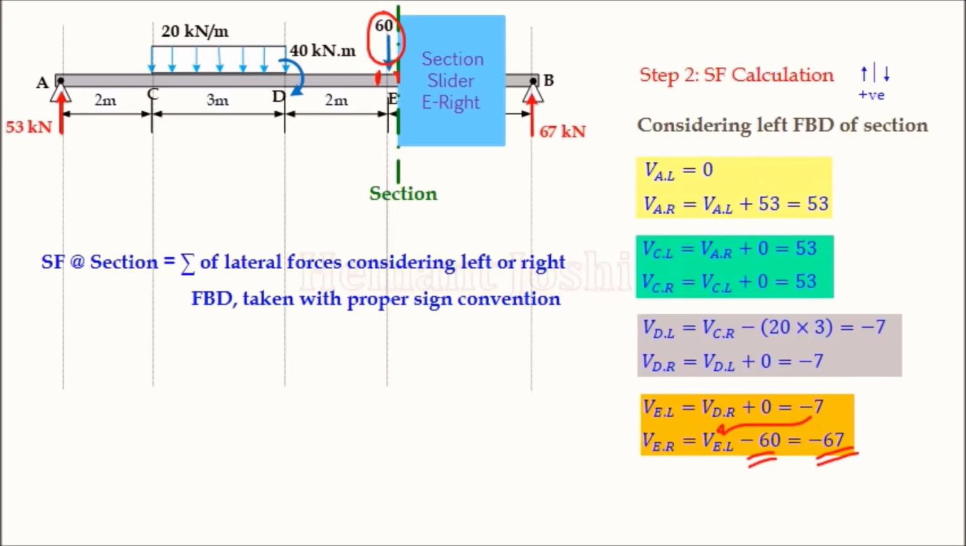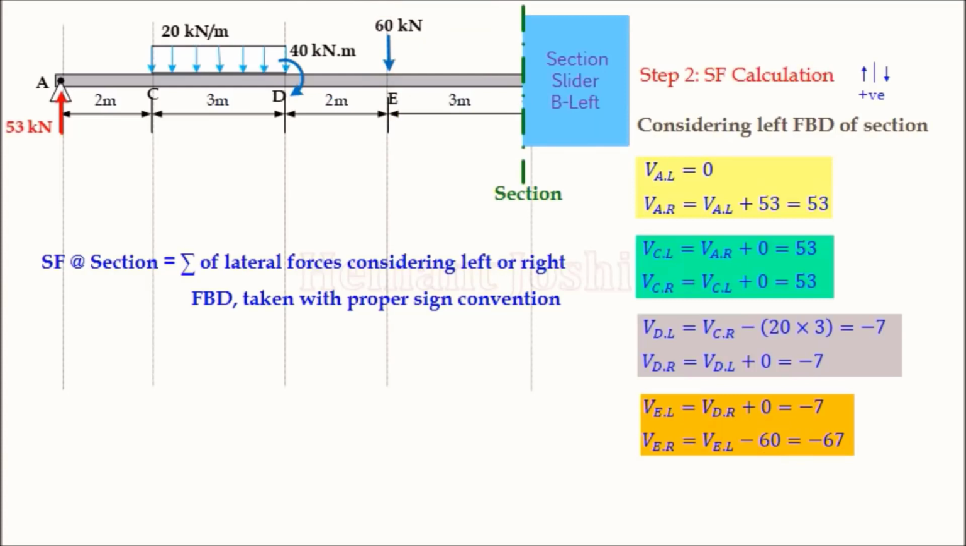Now we will come to the last point B. B left. E right we are having. B left we are now going. Between these two nothing is happening. So original value is taken and newcomer is 0. So final answer is minus 67.